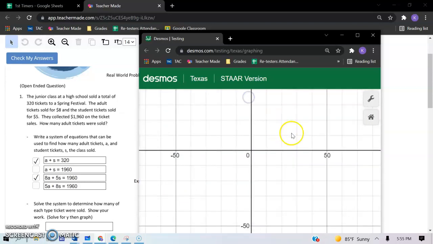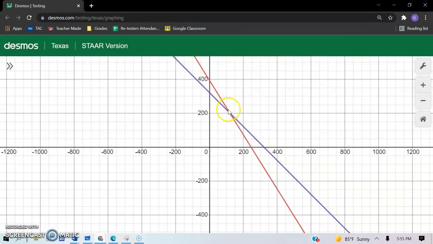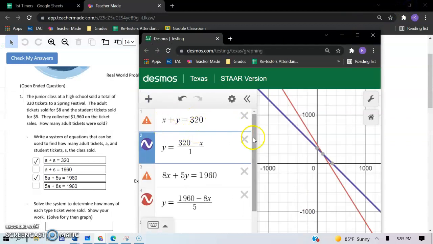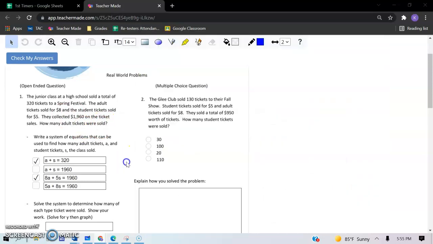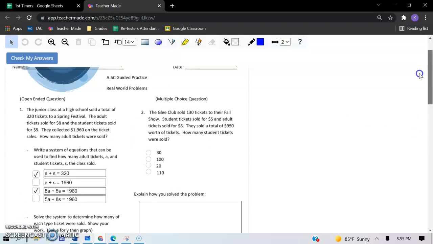Let's look for our graphs over here. Let me make this one bigger. There are my graphs right there, and they're crossing at 120, 200. Now remember, going back to this, 8x, so it's 8 adults. The first number is for adult tickets, and the second one is for children tickets. So it says here, how many adult tickets were sold? Adult is the first number, which is 120 tickets, and that's what you're going to write right here on the bottom, 120, because the other one is for children.